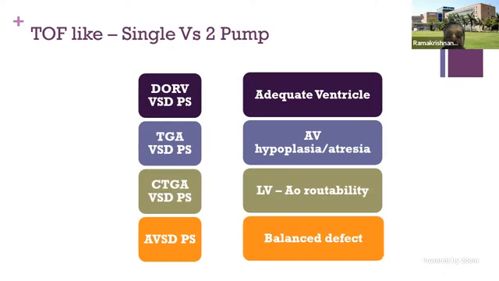And if it is an AV canal defect, it has to be a balanced defect. So in conditions like DORV-VSD-PS or TGA-VSD-PS, if they have two good size ventricles and a VSD which allows us to route the LV to the aorta, and in an AV canal defect there is a balanced defect with no AV valve hypoplasia or atresia, most of them should be able to go for two pump repair.